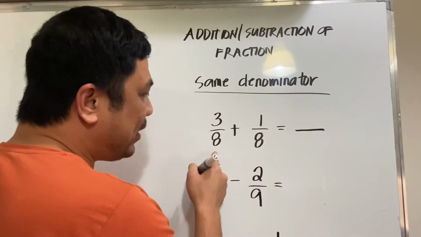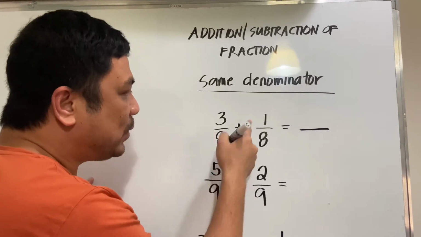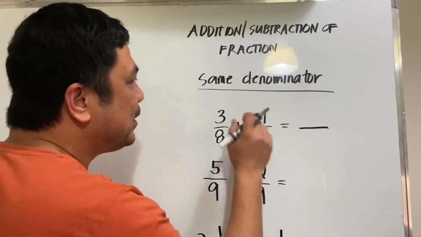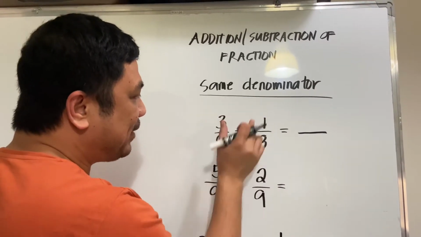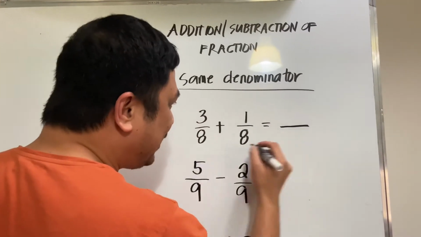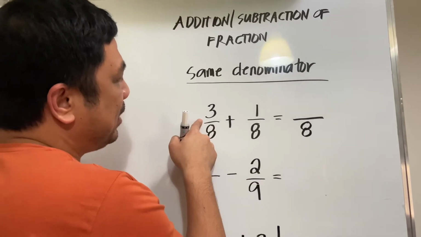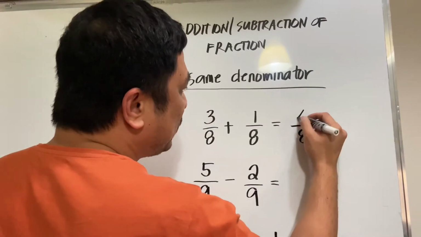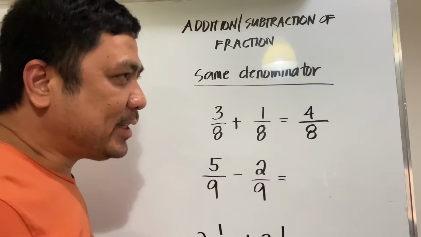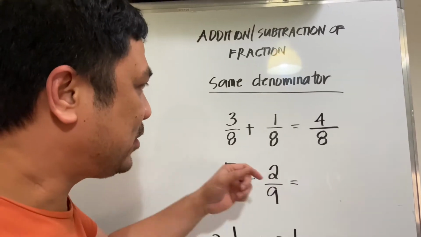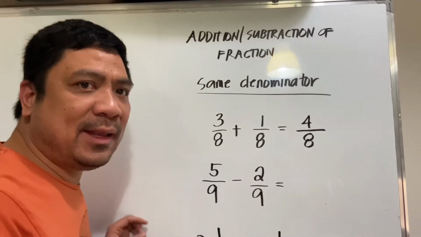So in this case, you have 3/8 plus 1/8. Same denominator, so same as the first case. That is, copy the denominator, which is 8, and then add their numerator. So 3 plus 1, which is equal to 4. So isa sa mga basics ng addition of fractions: your answer should always be in its lowest term.